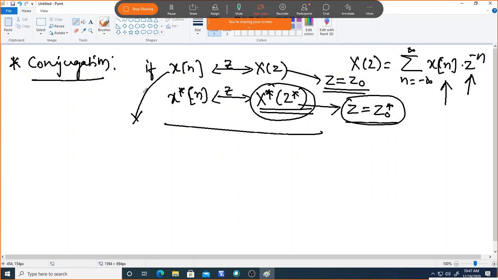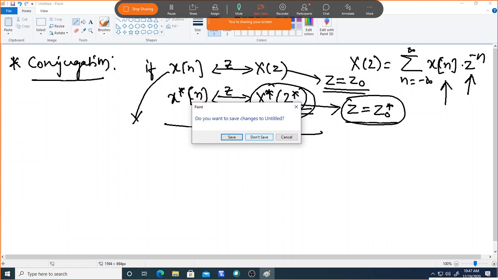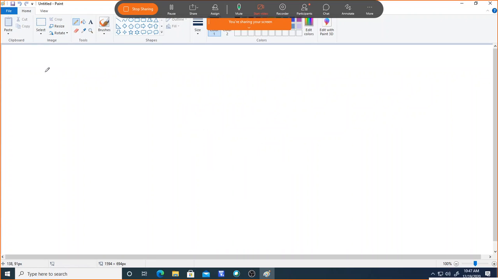Okay, so is it understood? Any doubt in this? Okay, so another two properties are there, the initial value theorem and the final value theorem. We will discuss those in the next class because they require some time.